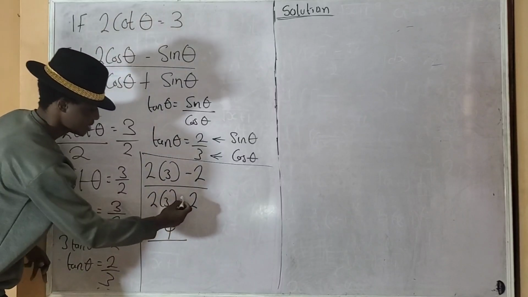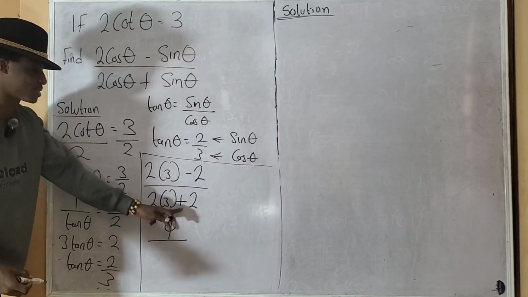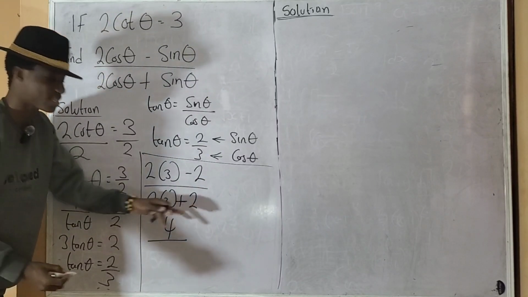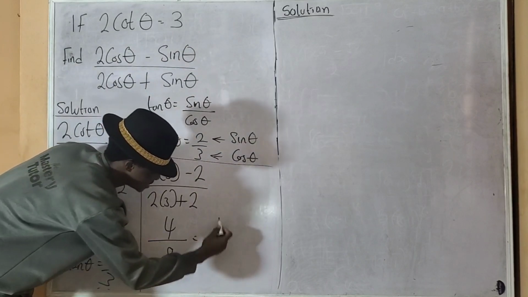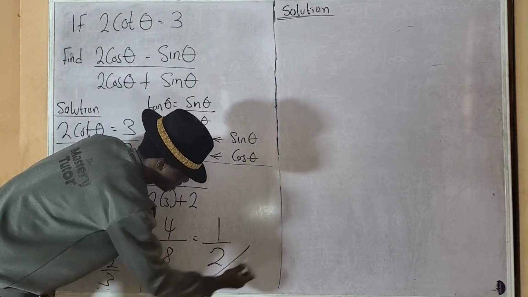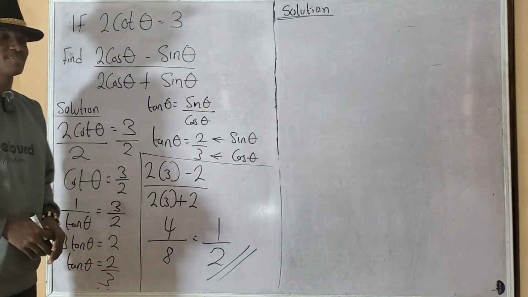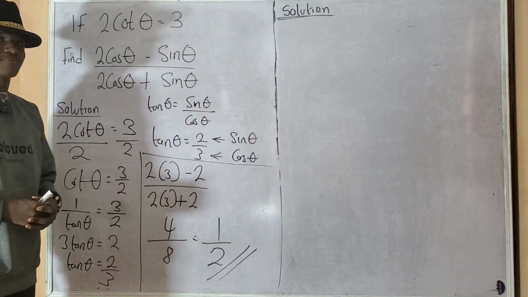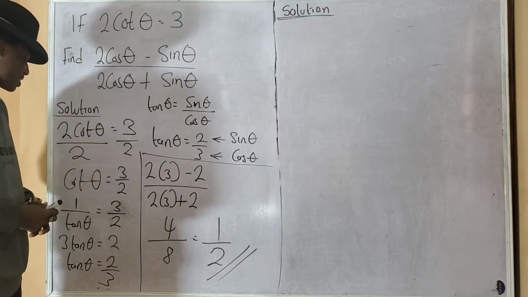Oh, this is plus. Sorry, this is plus. 2 times 3 is 6, 6 plus 2, that is 8. 4 over 8 is 1 over 2. So that is the answer. Now, this is the first method. Let me approach this using the second method.